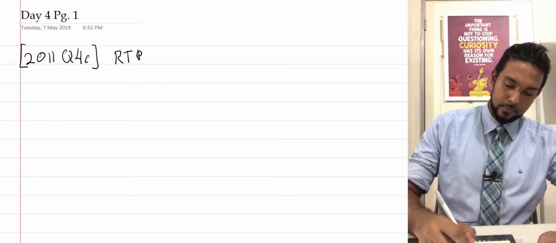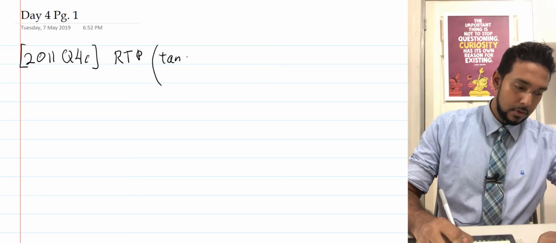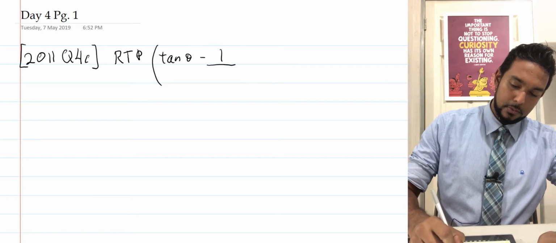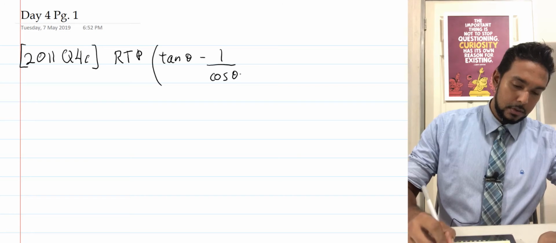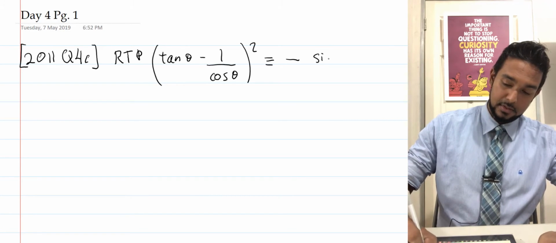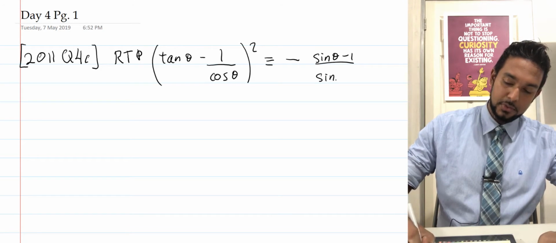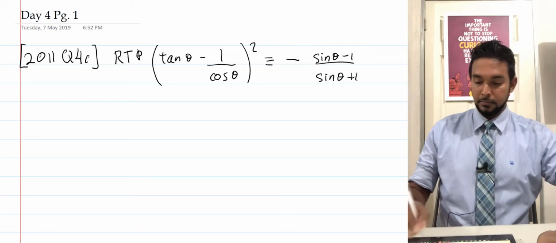So, tan theta minus 1 over cos theta, all squared, is identical to minus sin theta over 1, sin theta minus 1, sorry, over sin theta plus 1.